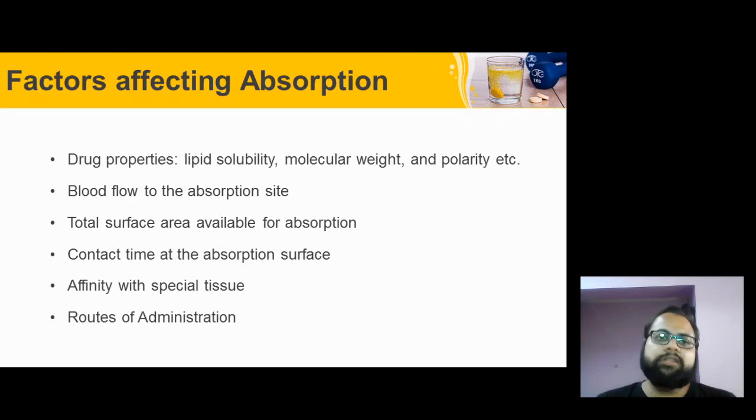So this was one of the events in the journey of the drug inside your body, which was absorption. In the next videos, we'll be looking at your distribution, metabolism, and excretion. Hopefully, you have understood how the absorption of a drug takes place inside the body.